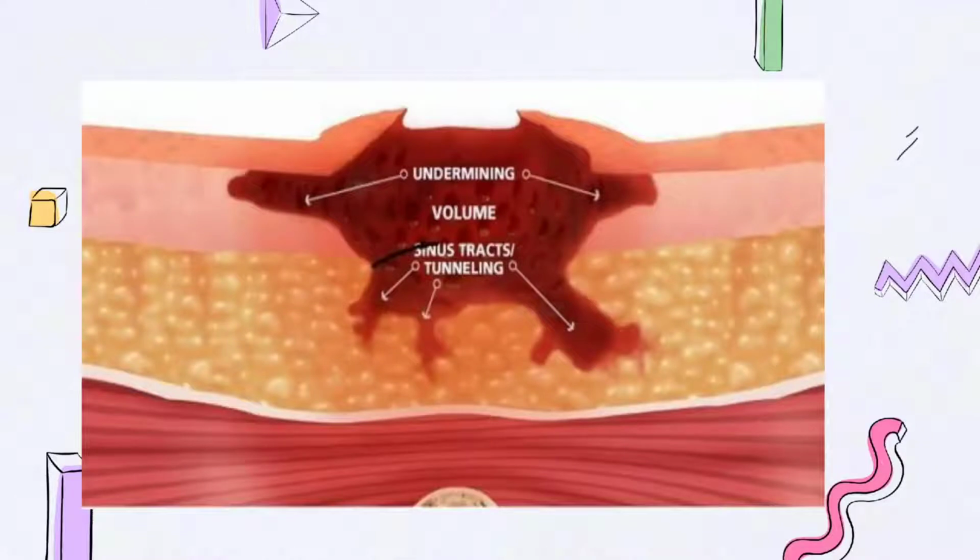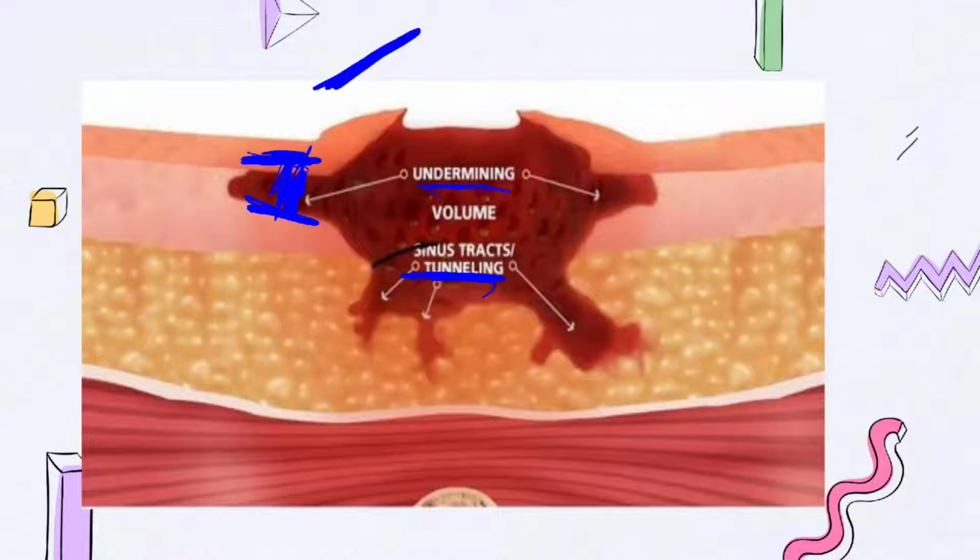Now here in this picture, you are going to see the words undermining and tunneling. So what is undermining? Undermining is the separation of your wound from your skin. This is your skin, this is your wound bed, and there is a gap between these two. That's why there is undermining. You cannot see it if you're not going to place your hand around the wound lining. If you're not going to touch the linings of the wound, you will not know that there is undermining because you cannot see it from the surface.